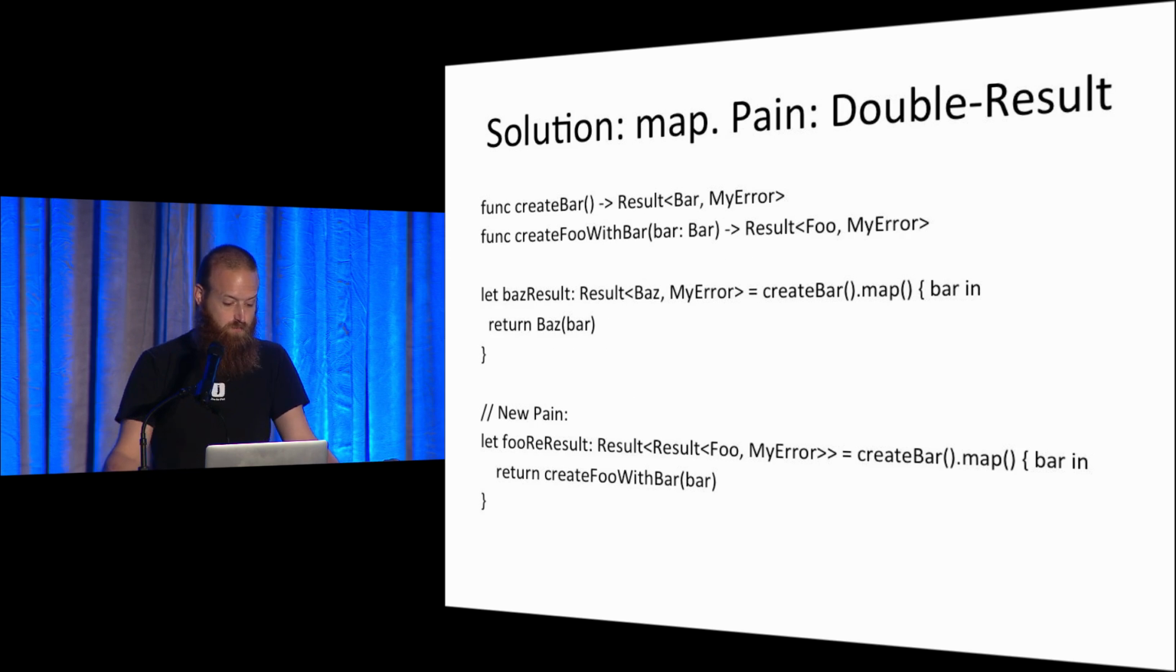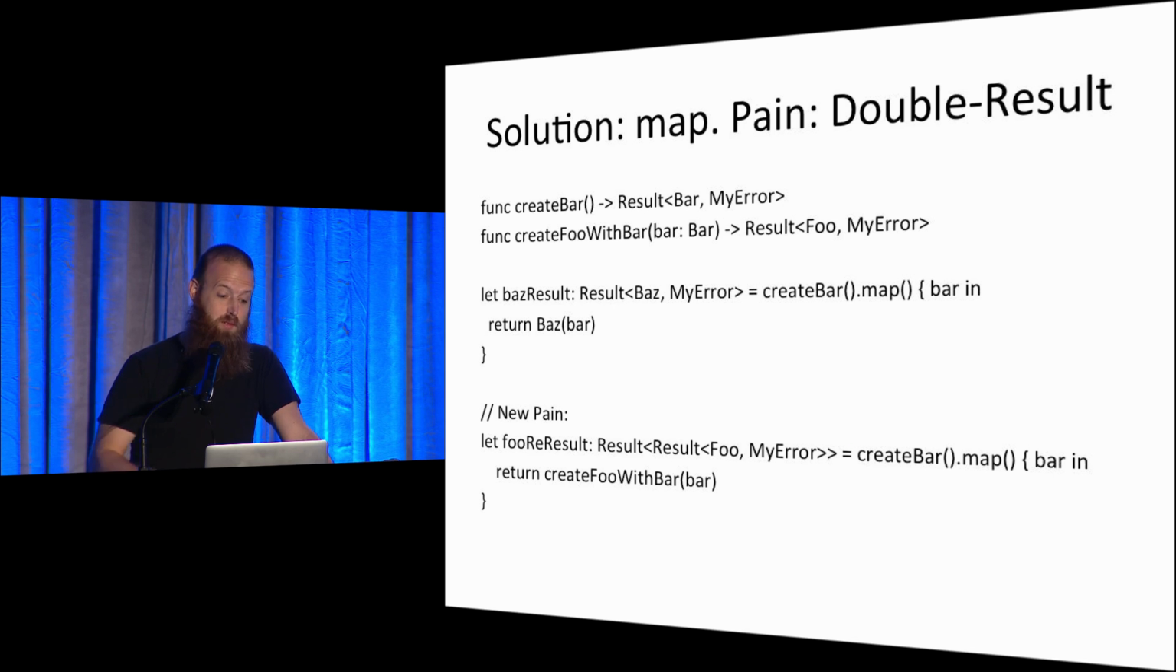You give them map. And so map allows you to solve a little bit of the pain problem, because if you need to take the result of an operation and transform it into something else that itself can't fail, it's pretty easy to do that. So as you can see, we have create bar here, and that returns a bar. And if you want to adapt that into a baz, it's very easy to change that into a baz result with map. However, we have a new pain, and that is if you need to call create foo with bar, you end up with a nested result. You have a result within a result. And if you need to do this over and over again, your result just gets bigger and bigger and bigger, and it's really untenable and impossible to manage.